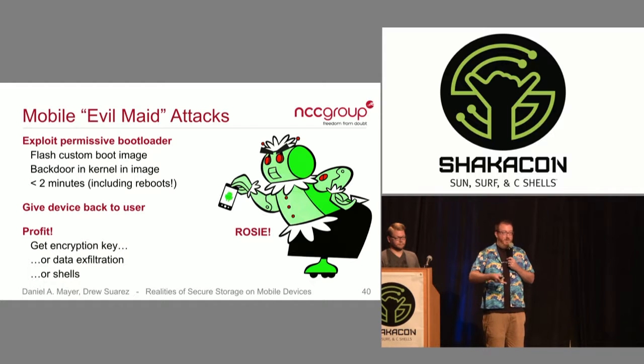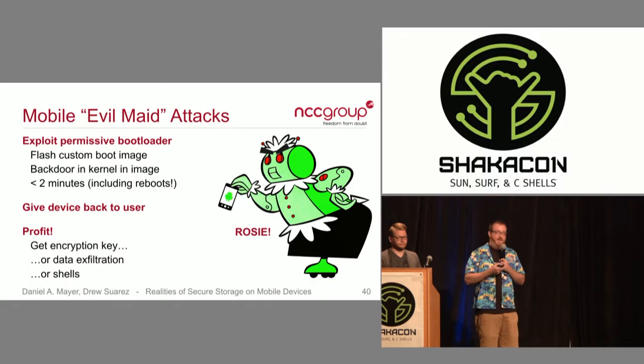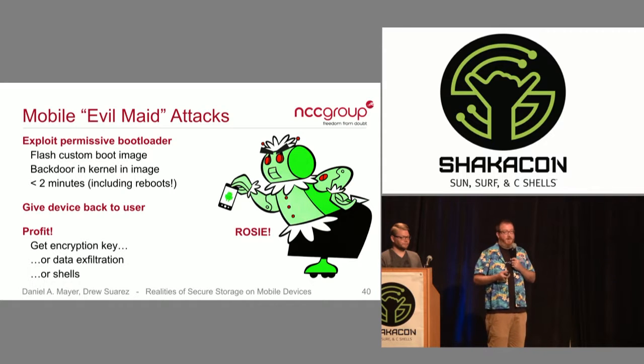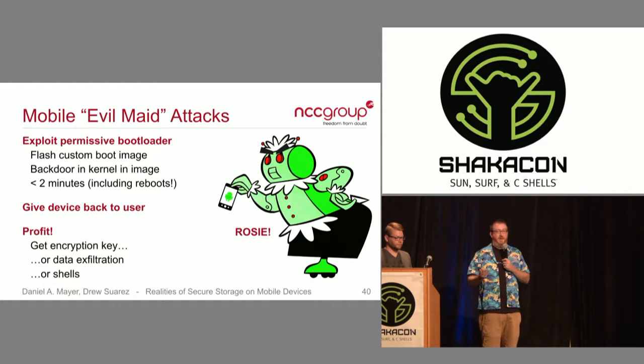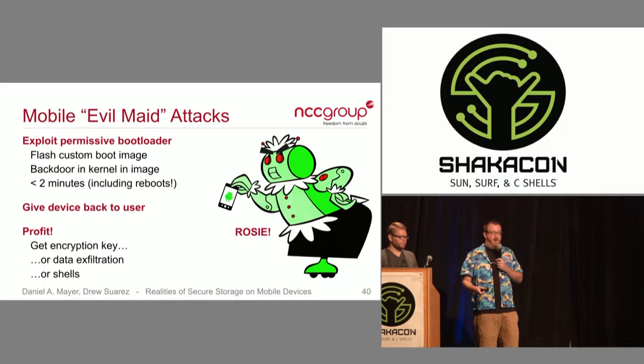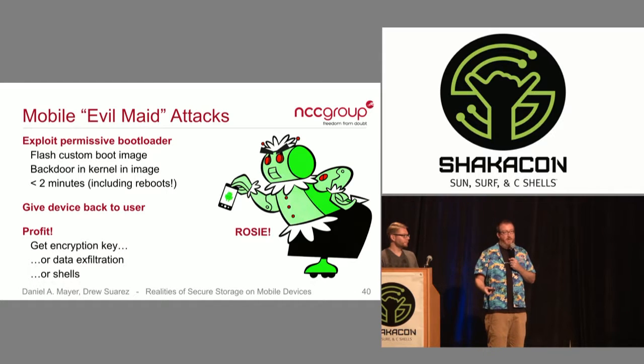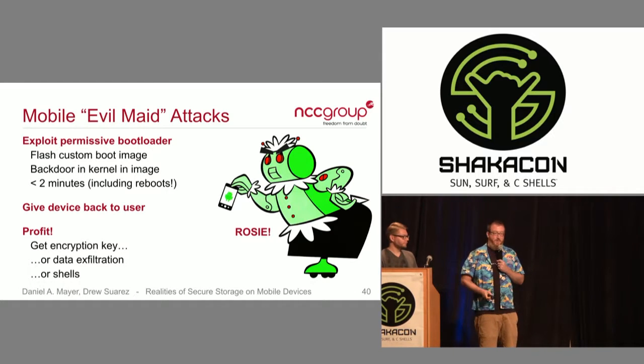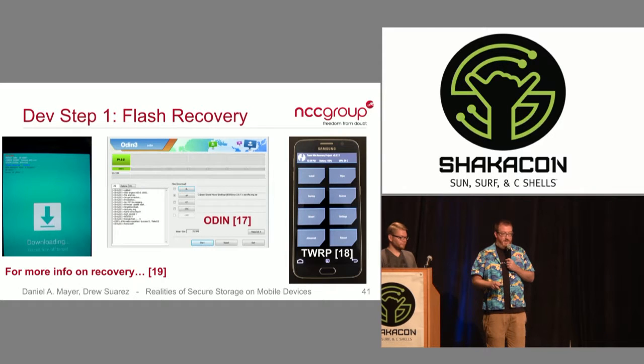So you do this, you give it back to the user, they type in their decryption key, and the sky's the limit at that point because we have kernel execution. We could steal the encryption key, we could exfiltrate specific data off the device, you could get a shell, basically anything you want. For the purposes of the demo, we are exfiltrating a specific piece of data, but you could essentially do whatever you want with this. Daniel's going to talk a little bit about the setup, and then we'll watch what happens.